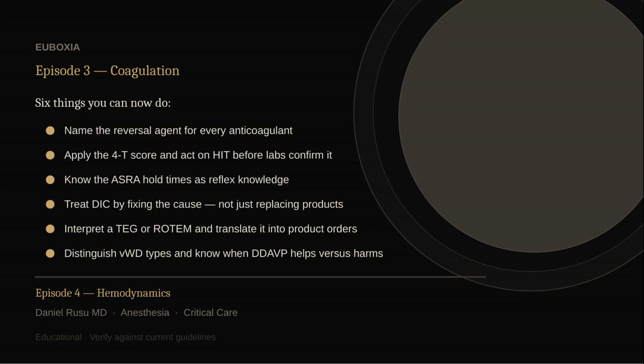That is Euboxia Episode 3, Coagulation. 6 things you can now do that you could not before this episode. Name the reversal agent for every anticoagulant. Apply the 4T score and act on HIT before labs confirm it.